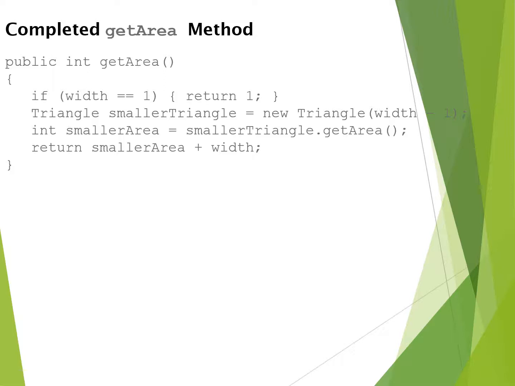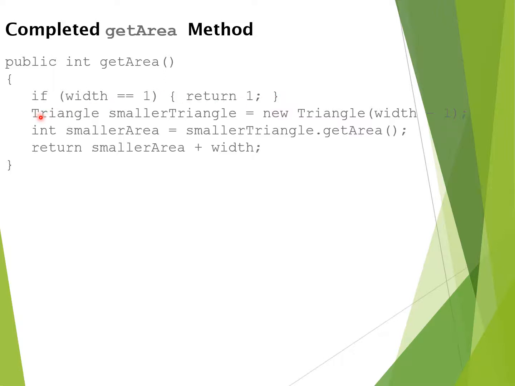First step was handling the exceptional case, the extreme low, and second, handling the general case, which means calculating the area of the bigger triangle by calculating the smaller triangle's area first. So this is the whole implementation of the getArea using recursion. We say if width is equal to 1, then return 1. That's taking care of the extreme case.